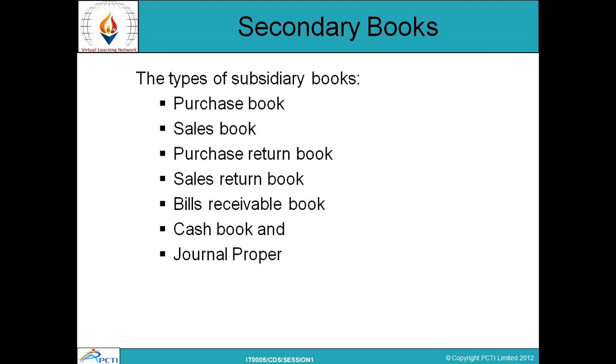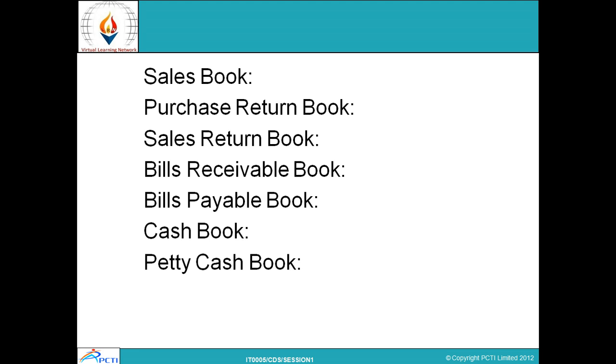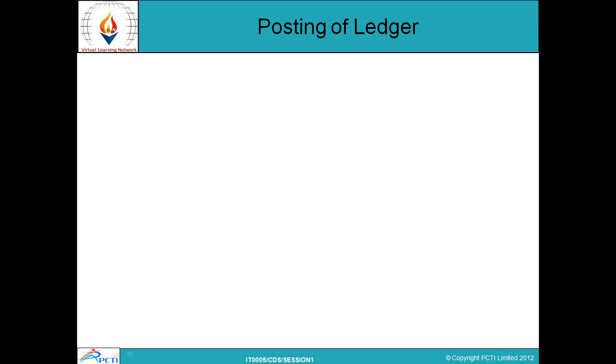What we discussed now is that secondary books are of different types. We discussed purchase book, sales book, purchase return book, sales return book, bills receivable book, cash book and general proper. In purchase book, we discussed trade discount and cash discount. We also discussed sales book, purchase return, bills receivable book, bills payable book, cash book, petty cash book, right? Now we'll discuss how the posting of ledger is done.